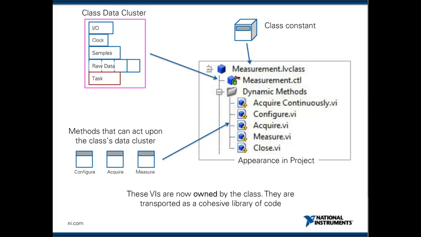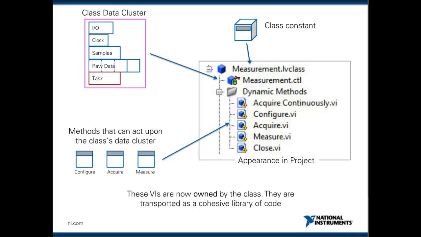So stepping out of abstract examples, we see the appearance shown in the LabVIEW project on the right side of the slide. When you create a new class, you'll actually get a new file on disk, which is an LV class file. You'll see a private data control inside of it. And this is where you define the scope of data that the methods inside this class have access to.